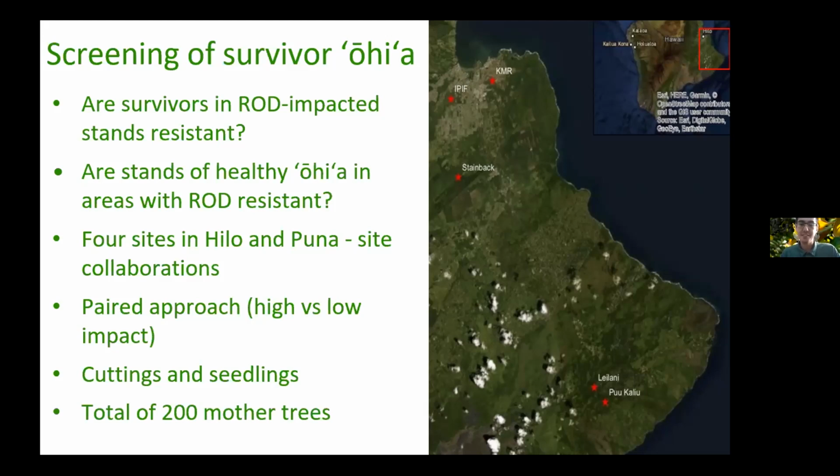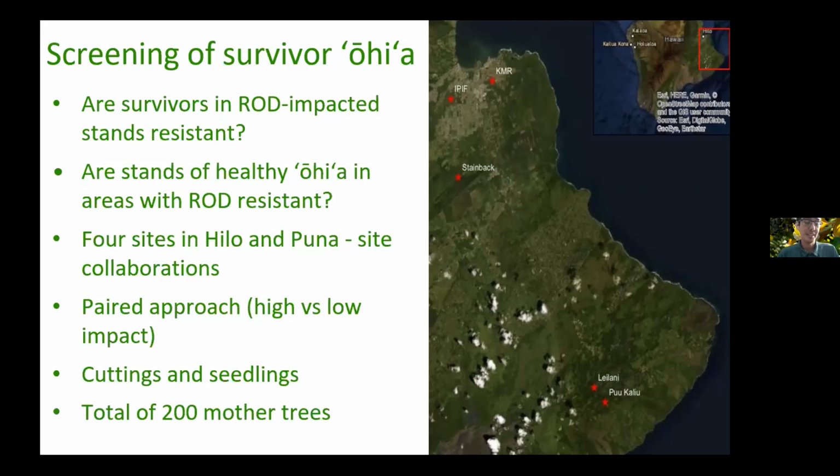So to take advantage of that, we have set up 4 different sites throughout Hilo and Puna on Hawaii Island, and started employing this kind of paired approach study, looking at these areas with high ROD impact. So just a handful of survivors left in an otherwise barren, ohia-void landscape. And also in those same spots, looking at adjacent stands that look completely healthy and beautiful.